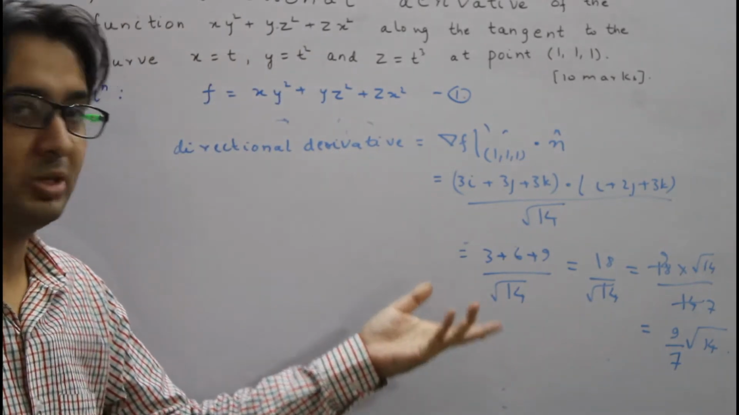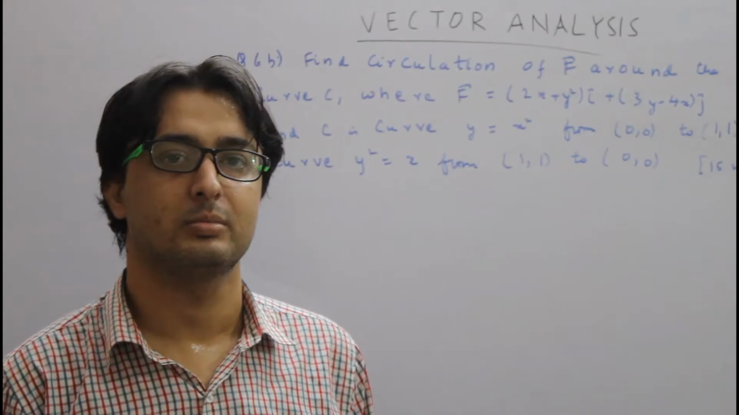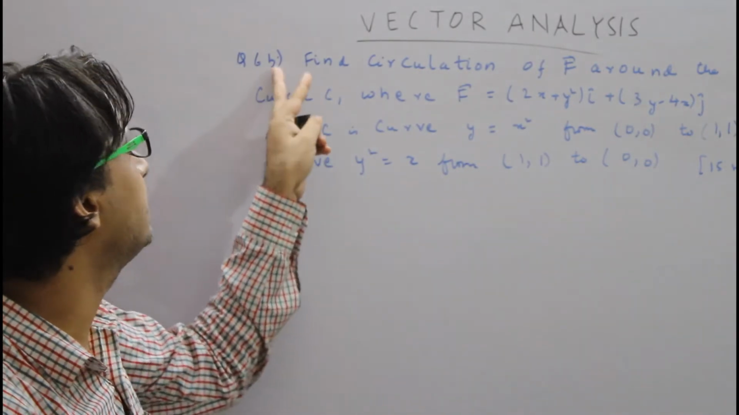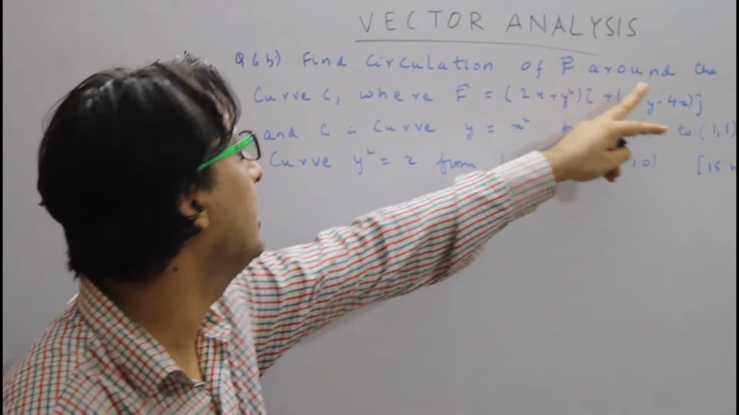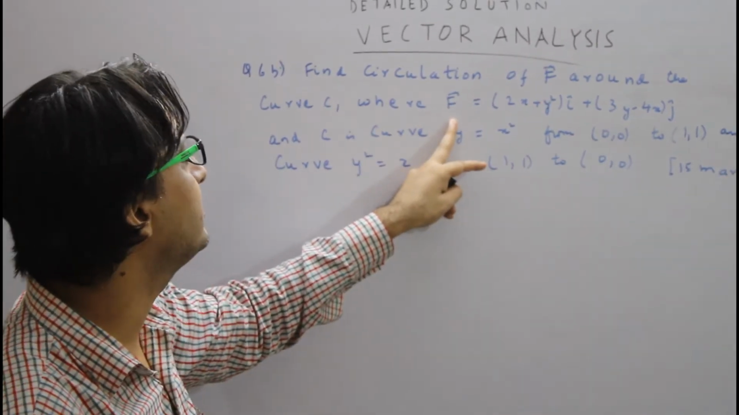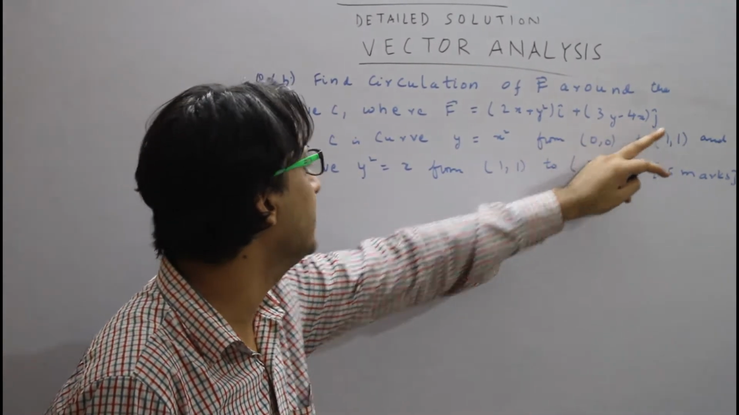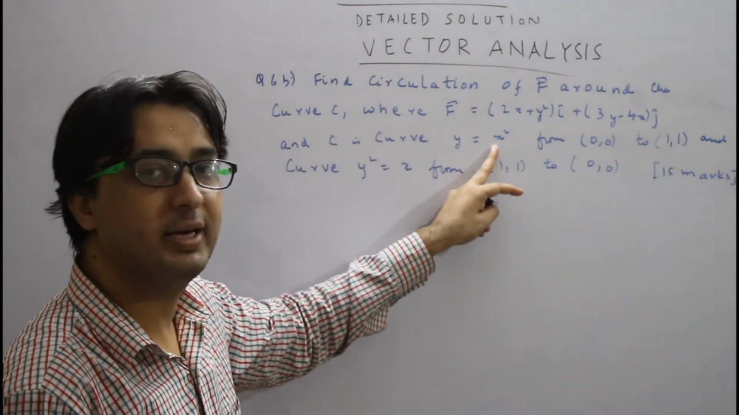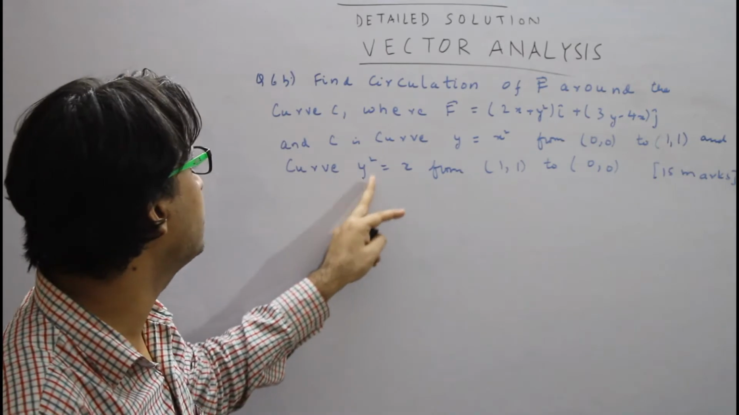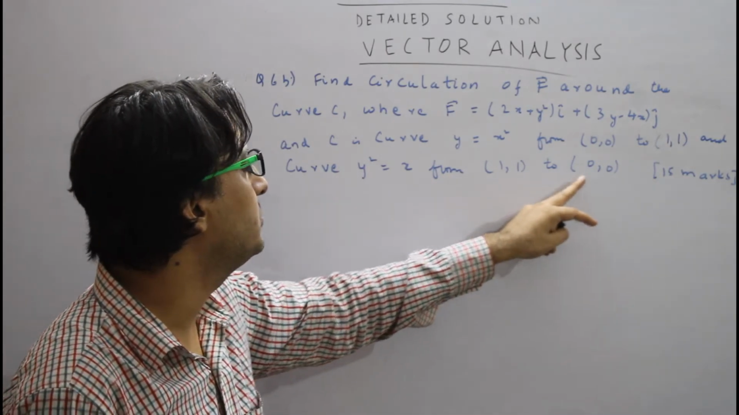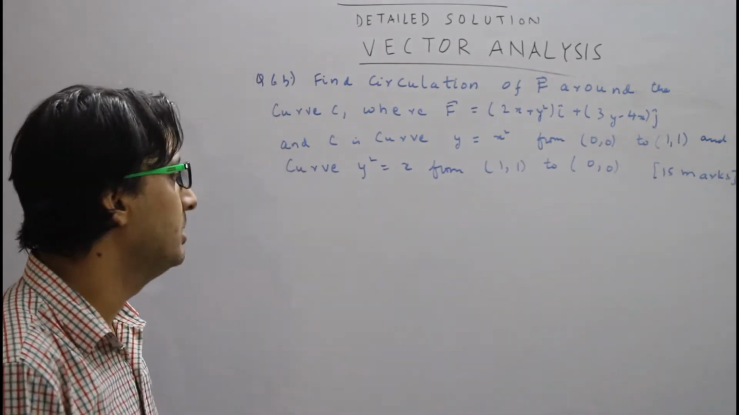This was just a simple question for 10 marks. Now I am going to take the next question in this series. This is question number 6b, and it is asking us to find the circulation of F around the curve C, where F is equal to (2x plus y square) i plus (3y minus 4x) j, and C is the curve y is equal to x square from (0,0) to (1,1), and curve y square is equal to x from (1,1) to (0,0). This was asked for 15 marks.